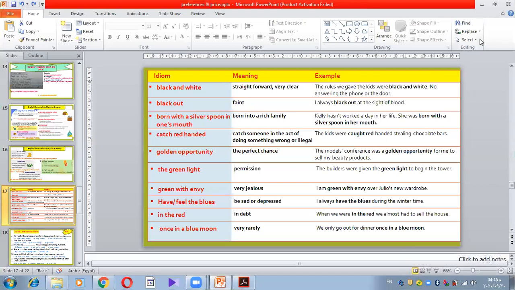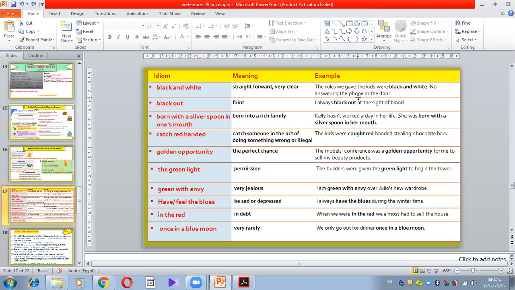Okay, we have other idioms related to color. They are black and white. What does black and white mean? Straightforward and very clear. The rules we give the kids were black and white. No answering the phone or the door.